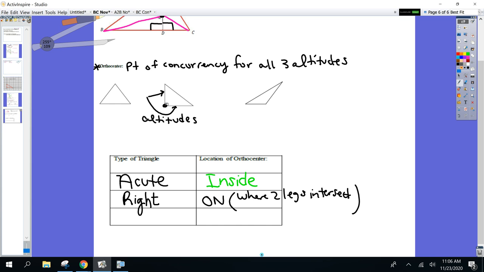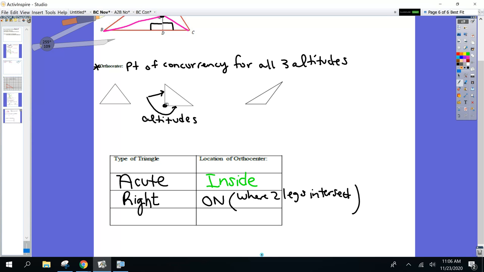And then one final triangle. Oh, go ahead. For a right triangle, will the orthocenter always be where the two legs intersect? Correct. Orthocenter only. I'm not talking circumcenter and incenter. I'm talking orthocenter only. It will be where the two legs meet. All right? Everyone else okay?